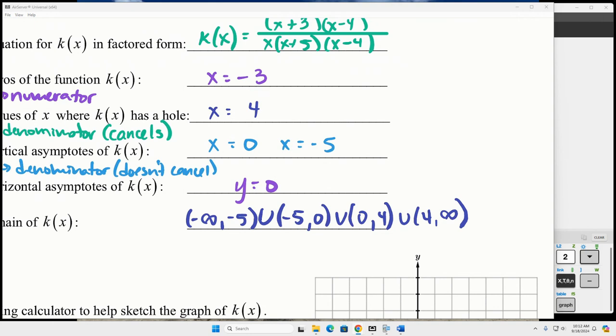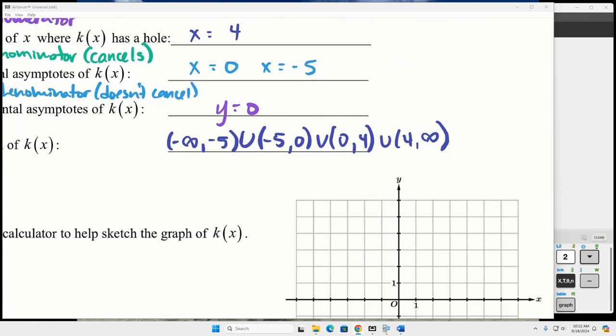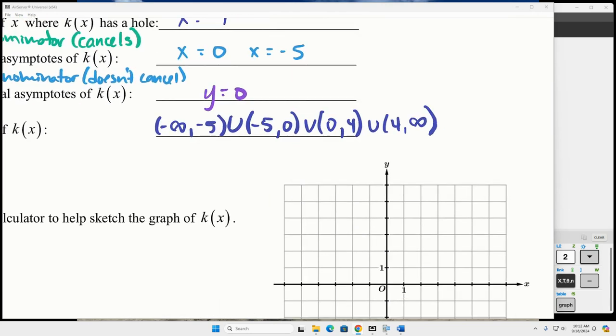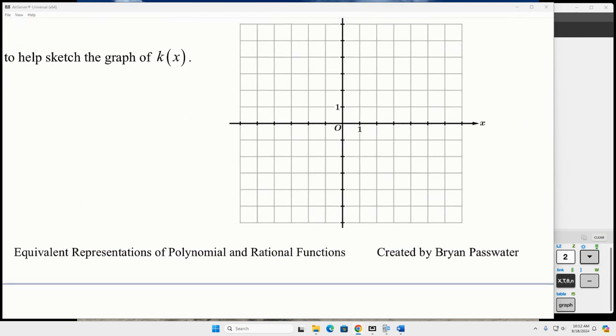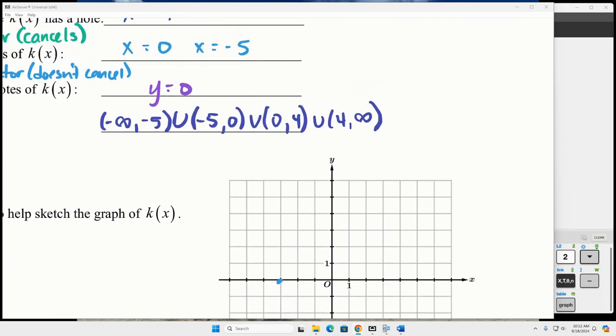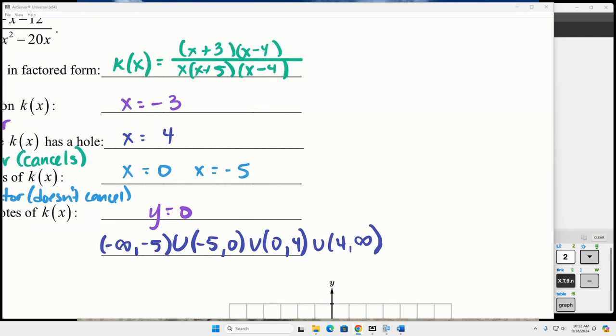Okay, so I'm going to graph what we can graph here, and then we're going to let the calculator help us out a little bit more. So I do know that there is a 0 when x is -3, so that's going to be an x-intercept. All right, and then I know that I have a hole at 4. I'm going to check real quick to see what the y value is.